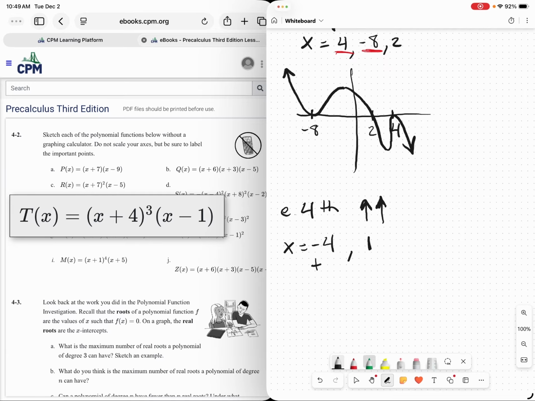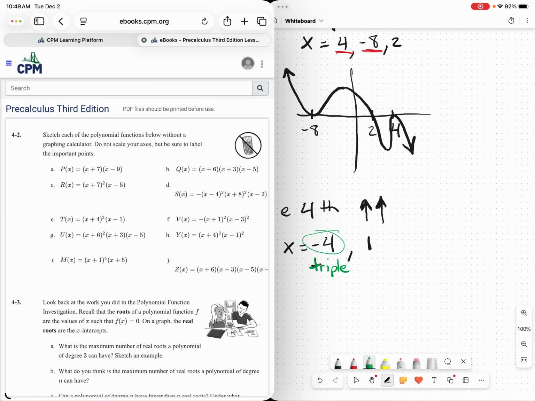So that's what we call a triple root, right? So it acts as x cubed would. So if you think about x cubed, right, as it gets close, it kind of touches for a while and then comes up, right?